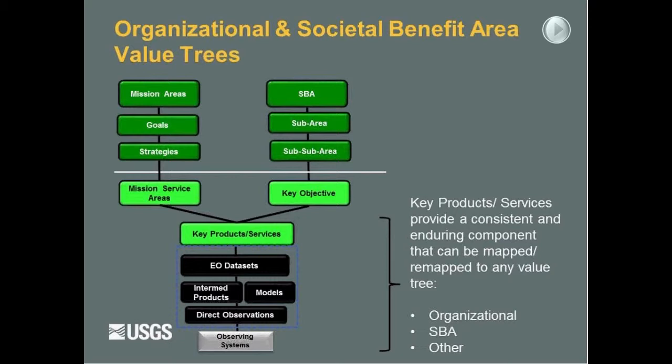Where these value trees come together is through the key products and services areas in the middle of the value tree. And so what we can do is provide this traceability of the value and the contributions that the requirements and the products and services are making to a specific business need or to a societal benefit. So it provides a tremendous level of flexibility in how we can present the effects of changes at the bottom of the tree, where they affect the business or the values at the top of the tree. Next.